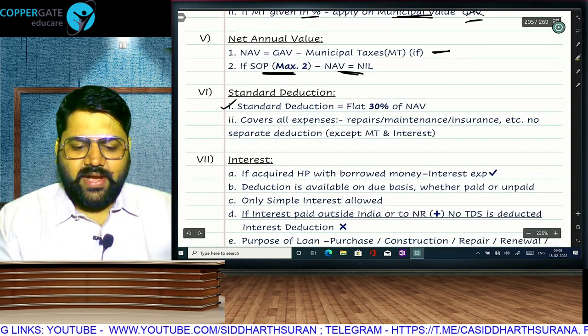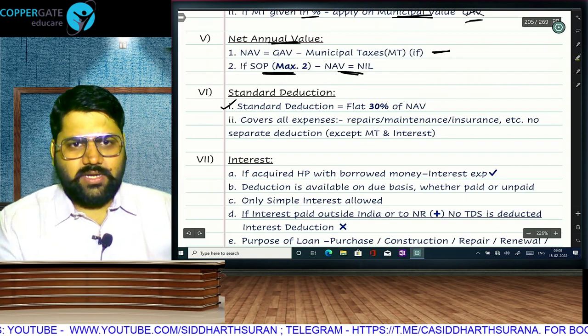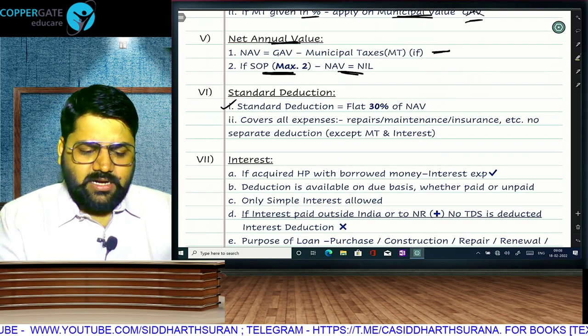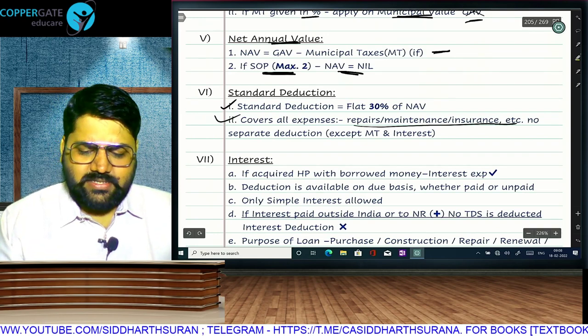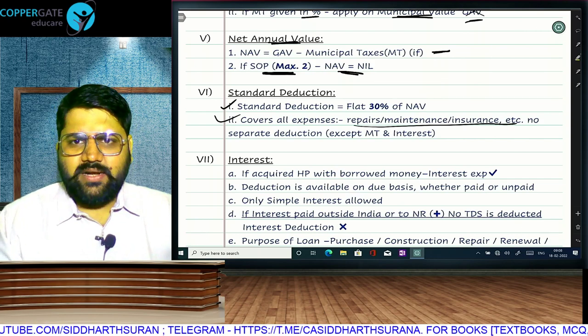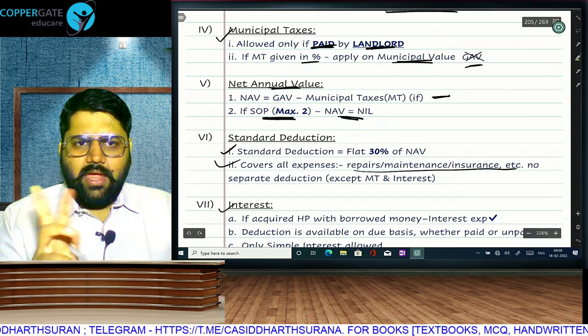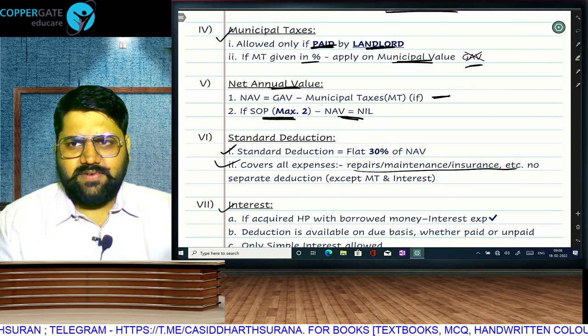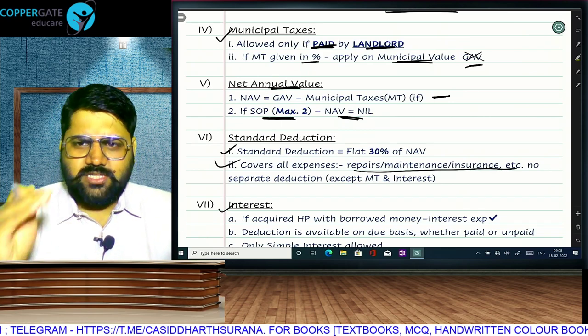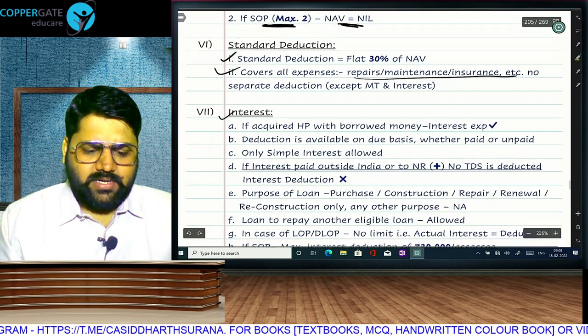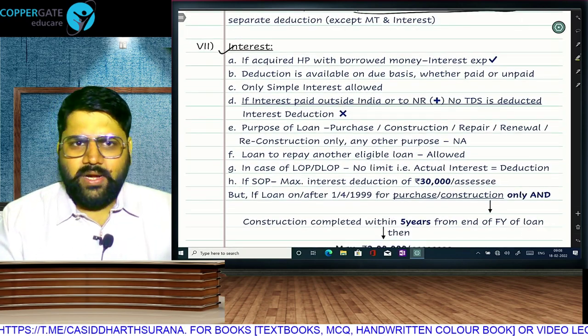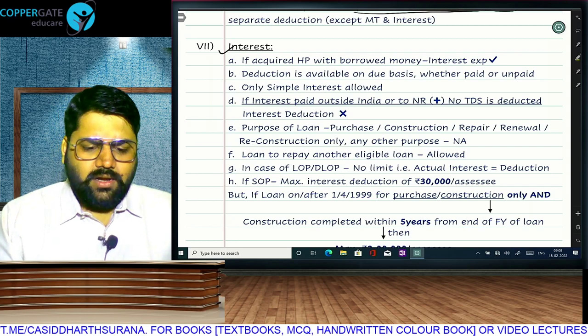Standard deduction will be flat 30% of this NAV. So on your calculator, directly do 30%, and it will cover all expenses like repair, maintenance, insurance, etc. You won't get any separate deduction except municipal tax, which is allowed over here, and interest, which is allowed over here. Except these two, all other expenses are covered in standard deduction: repairs, insurance, maintenance. Nothing will be allowed separately as a deduction. And finally, we come to interest deduction, and in no time we are done.